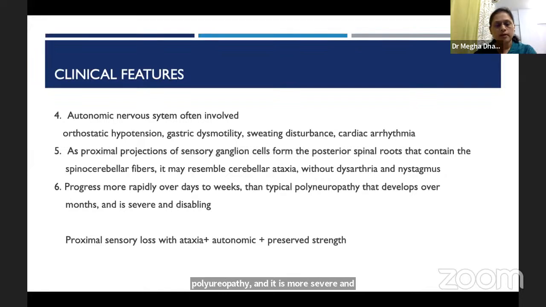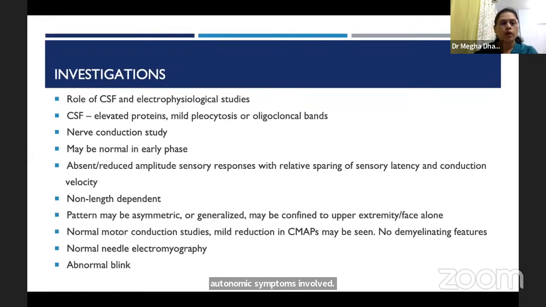So a presentation of a patient with a proximal sensory loss, or I would say asymmetrical non-length dependent sensory loss with prominent sensory ataxia, preserved strength, may or may not be with autonomic symptoms involved, you think of a sensory neuronopathy. What investigations would you do?